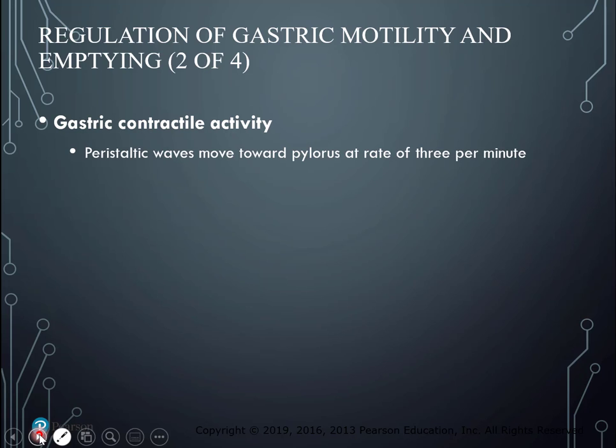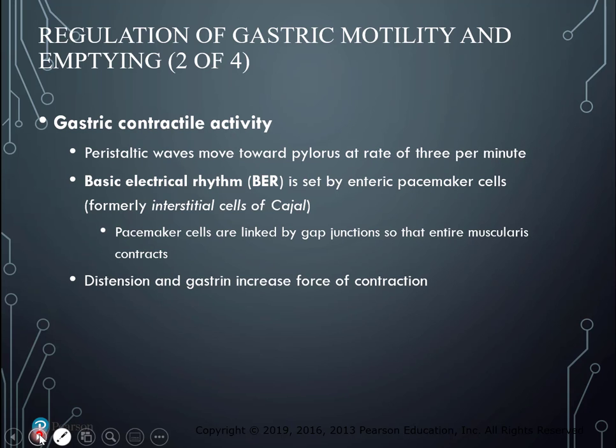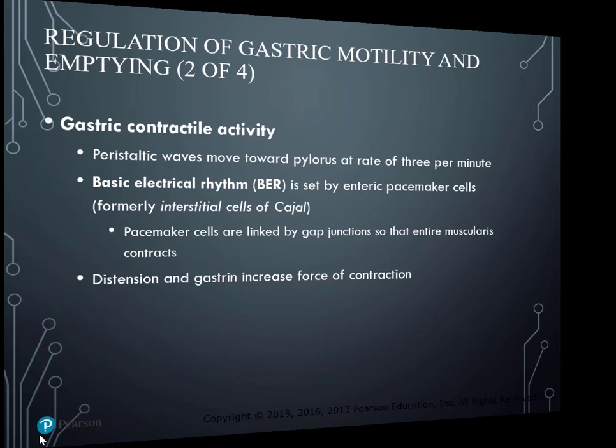So how are motility and emptying regulated? Well, peristaltic waves move toward the pylorus at the rate of about 3 per minute. And there's what you call the basic electrical rhythm, or BER, set by enteric pacemakers. These are linked by gap junctions so that the entire muscularis will contract synchronously. Then distension and the hormone gastrin will increase the force of contraction.